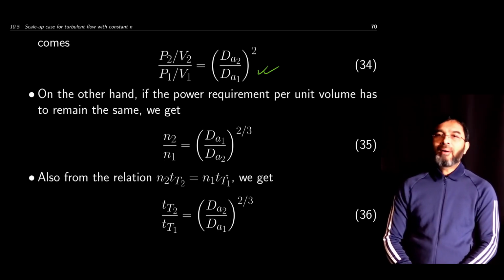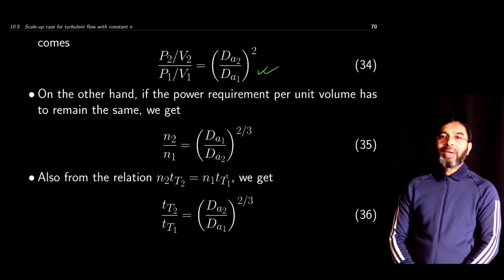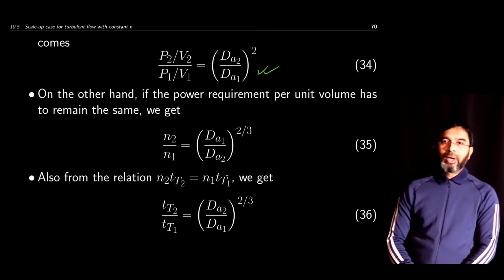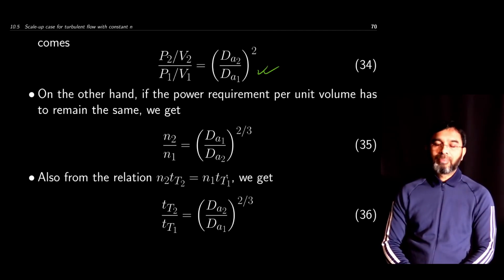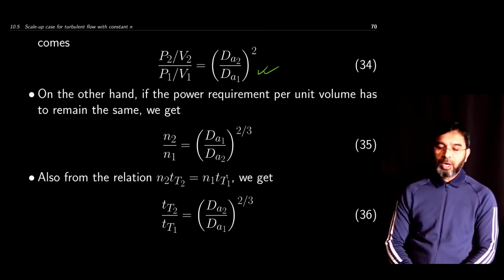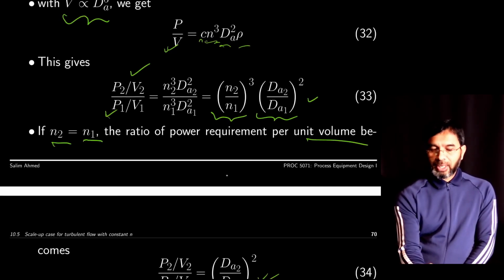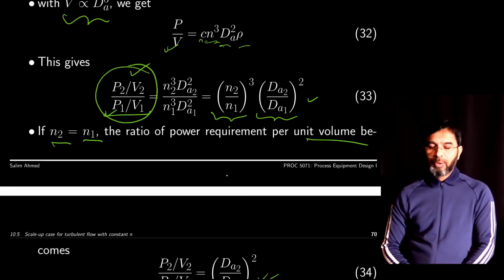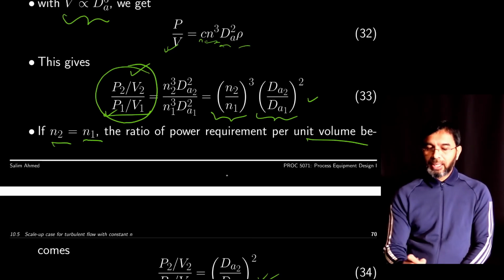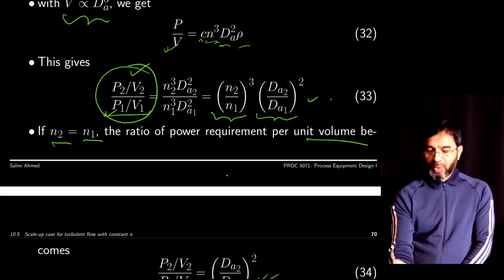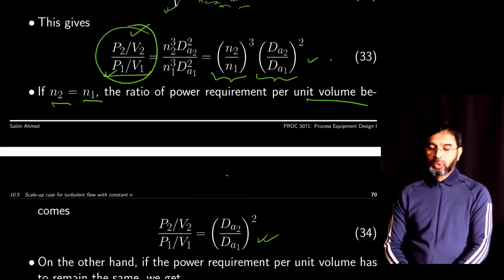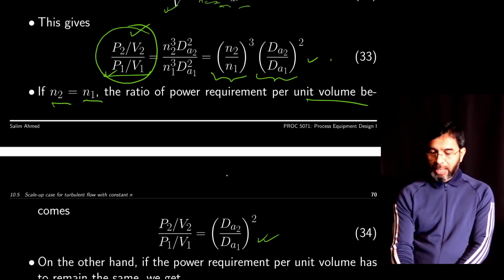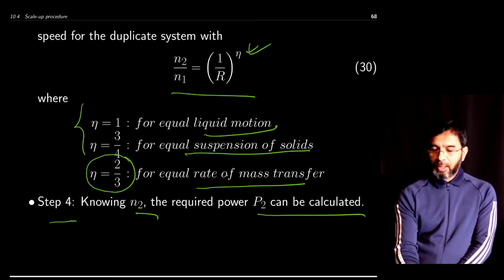On the other hand, if the power requirement per unit volume is to remain the same, meaning that for this case, we want to maintain equal mass transfer, and we have shown earlier that equal mass transfer means you need to maintain power per unit volume to be the same. So from this expression, if you get the power requirement per unit volume to be the same, meaning this ratio becomes 1, this entire side can be written as 1, and from there you will get n2 over n1 to be (dA1 over dA2) to the power 2 over 3. Now that's the expression we're really talking about. Say here that when we have equal rate of mass transfer, the constant eta becomes 2 over 3.